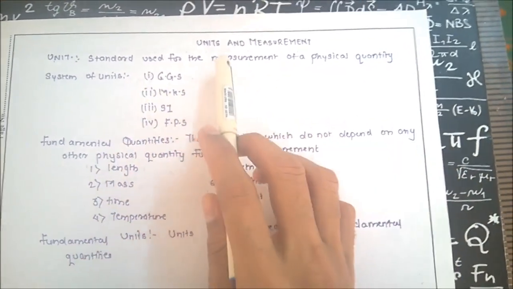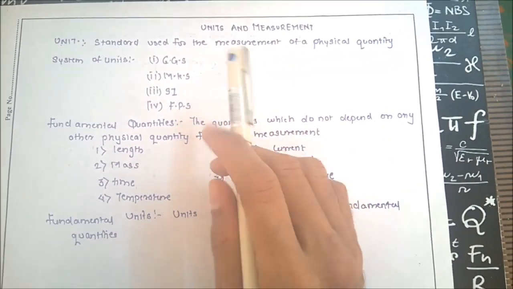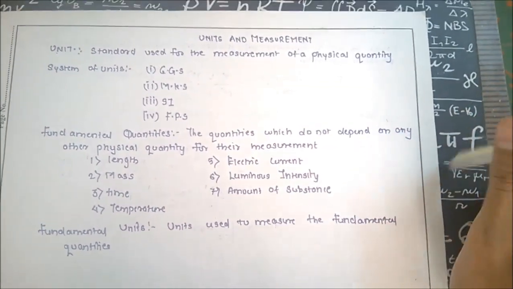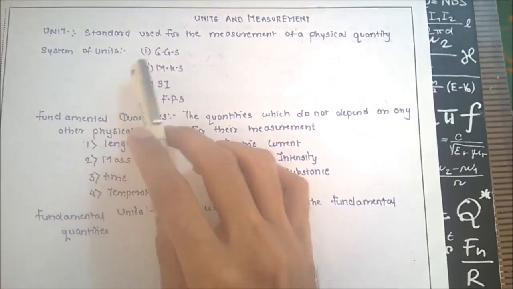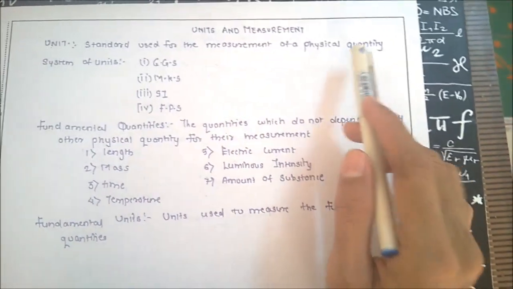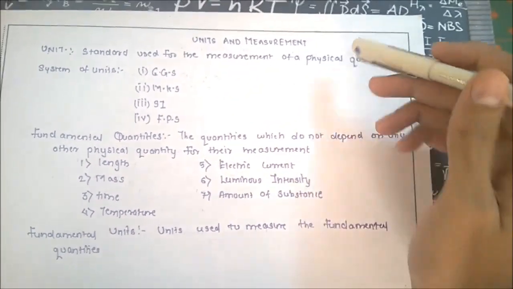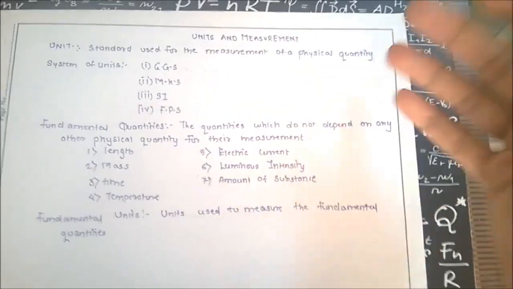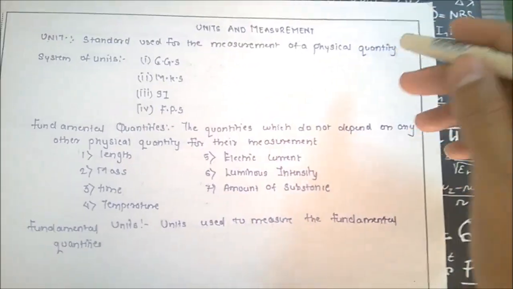So we start with the chapter Units and Measurements. Basically, we deal with the basic units and measurement in this chapter. So what are units? A unit is a standard used for the measurement of a physical quantity. Whatever physical quantities there are, we measure them in some standards, that is centimeters, meters, kilograms, seconds. Those are called units.